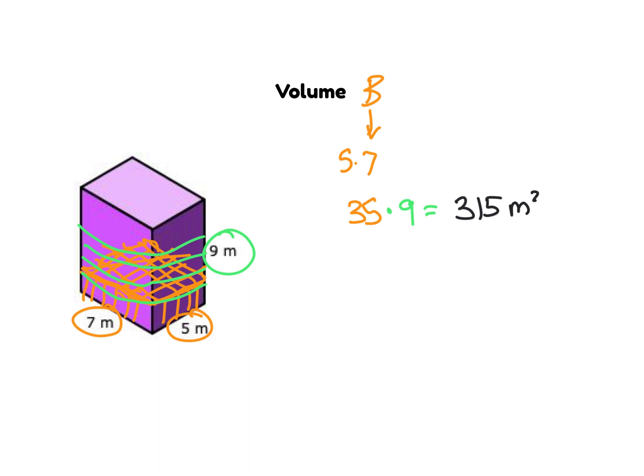So I'm going to call them meters cubed. Meters cubed just means that my cube is 1 meter by 1 meter by 1 meter. That's how big this cube is. So this is actually a pretty big box.